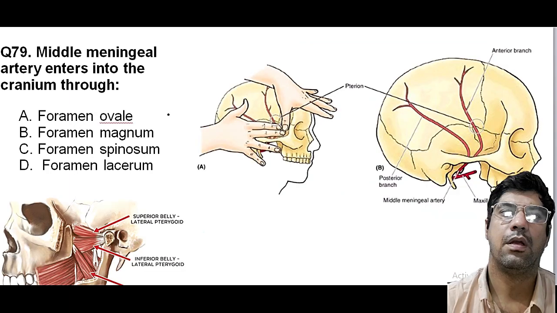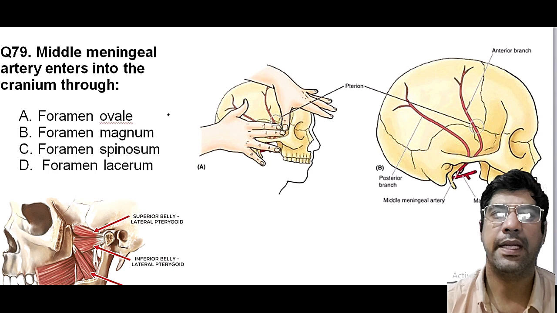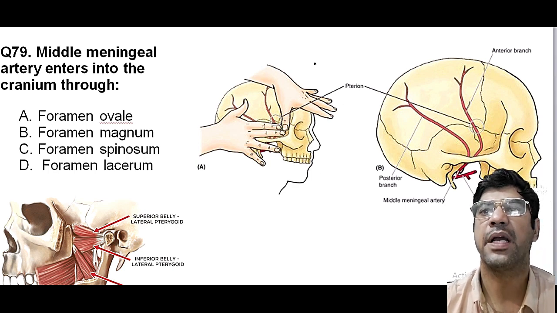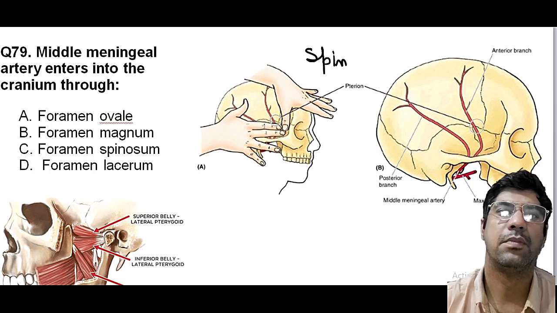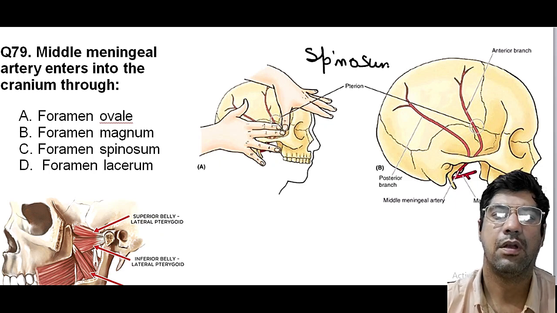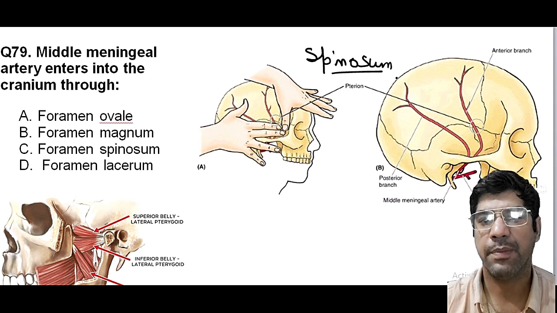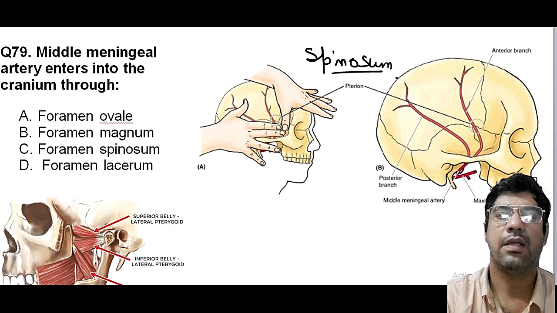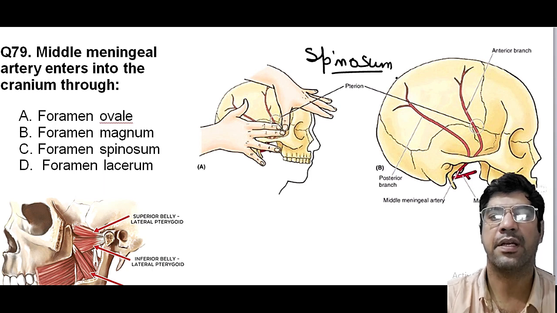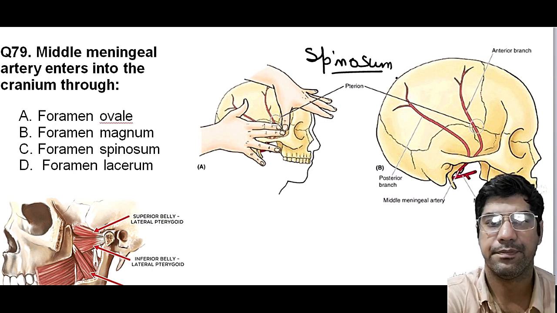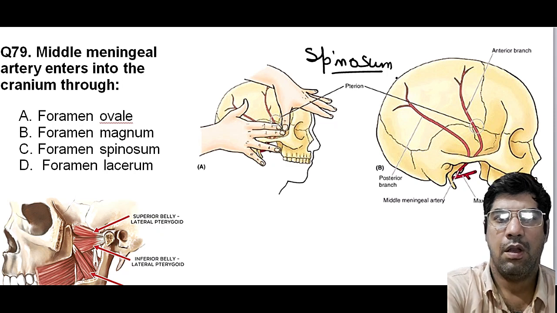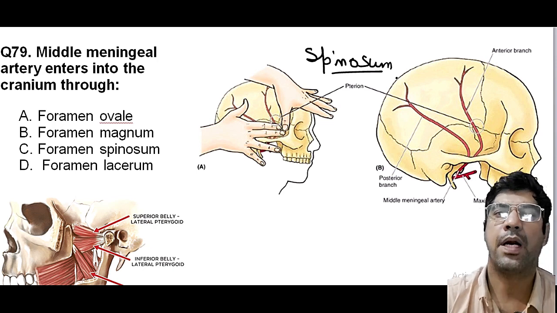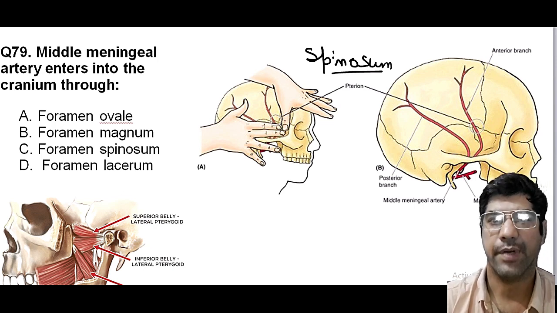The middle meningeal artery enters the cranium through the foramen spinosum. So the foramen spinosum transmits the middle meningeal artery, the meningeal branch of the mandibular nerve, that is the nervus spinosus, and the posterior trunk of the middle meningeal vein. So let us talk about the pathway of this middle meningeal artery.